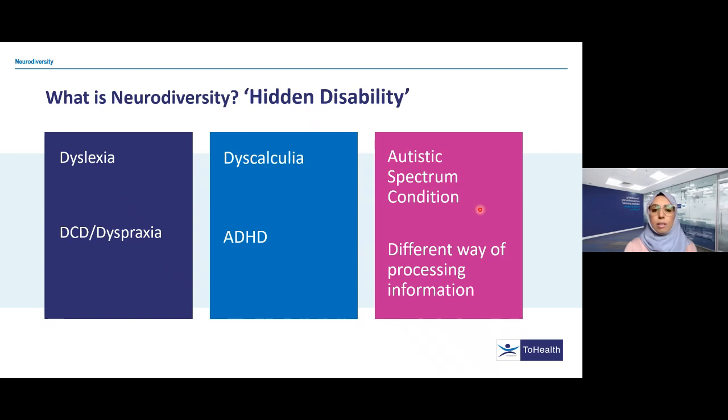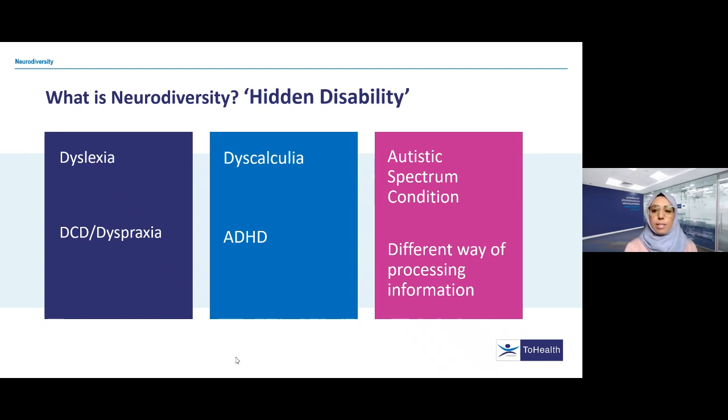And all of these are also known as what we call hidden disabilities, and that's because they're not as obvious as a physical disability. All of these conditions are neurological or brain-based conditions, and that means that people with neurodivergent conditions will process information differently. And it has nothing to do with intelligence. The impact of these conditions can also vary from person to person and from day to day.